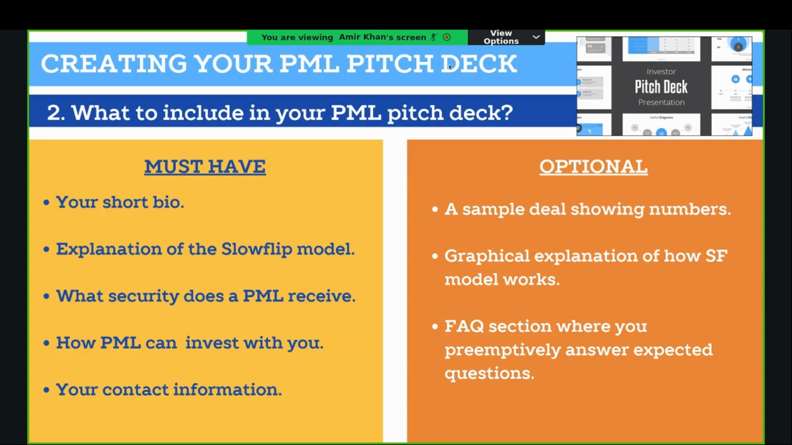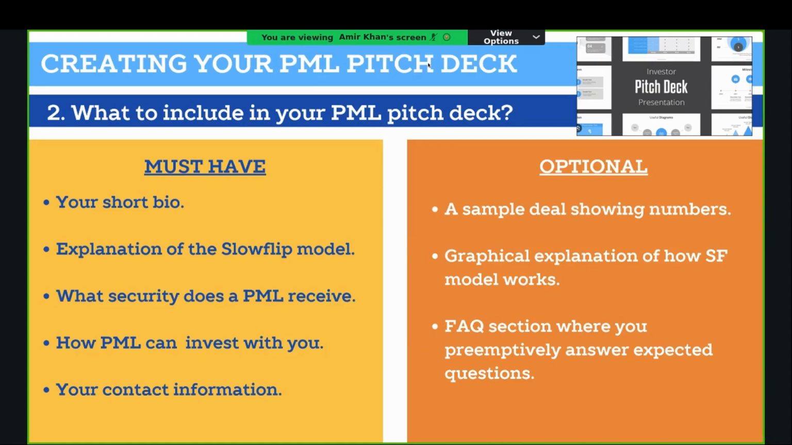Number 1, 2, 3, 4, how private money lenders will invest with you. Now, it sounds obvious, but maybe they're doing it for the first time. So you actually literally have to tell them how the process works. And finally, your contact information.